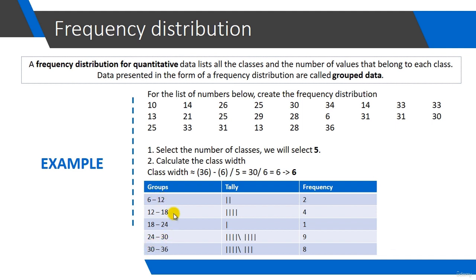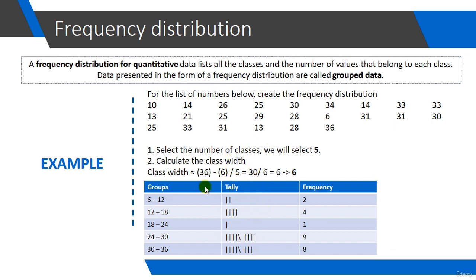Once we have created these classes, we have to start assigning each number to these classes. So I will go through the numbers one by one and I'll start adding a mark to each of the classes to whichever class that number belongs. So for example, I start with 10. 10 belongs to this class, so I add a mark here. Then there is 14. 14 belongs to this class, I add a mark here. I go through all these numbers and I continue adding marks.